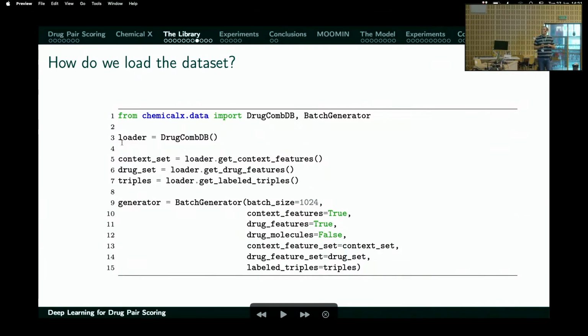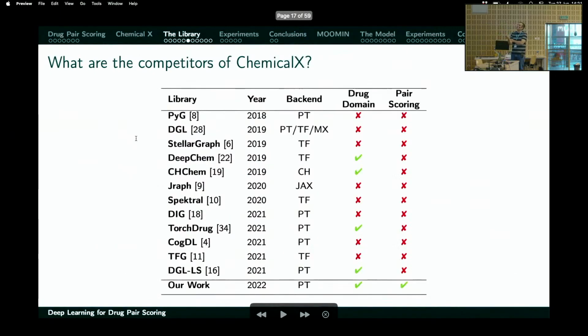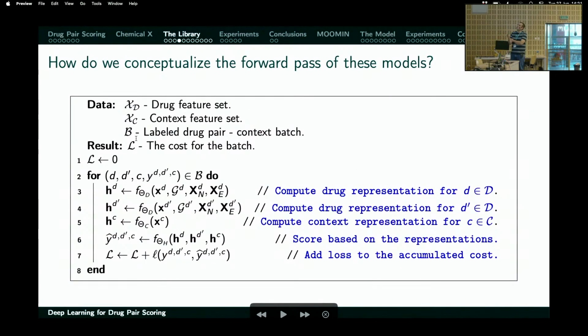Okay, so the idea is that people who use the library, and I'm going to show some code, have a loader that they can use, and the loader gives you three things: a context set, a drug set, and the triples. Just to go back to have an understanding of this. The drug set is something that is very abstract and we defined it here. You have the context set and you are iterating over the triples that are labeled in a batch. So we are implementing this very verbatim code-wise. Cool.